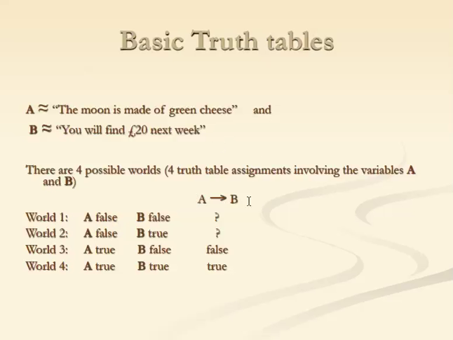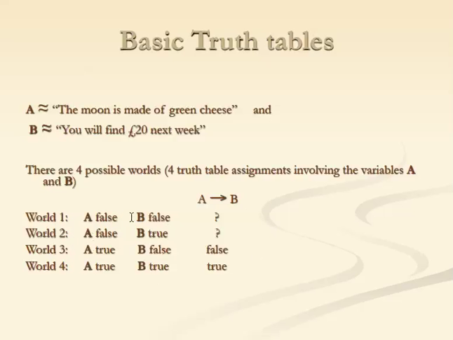If the promise holds, then the implication is true. And if it fails, it's false. So if you think about it in those terms, we can see what we should do. If A is true and B is false, then I have not kept my promise. So therefore the implication is false. If A is true and B is true, then I have kept my promise.